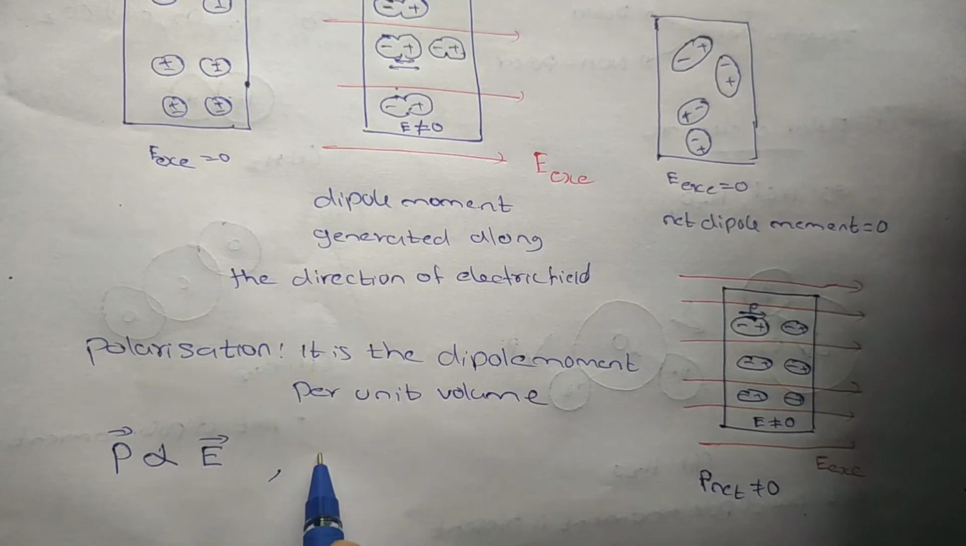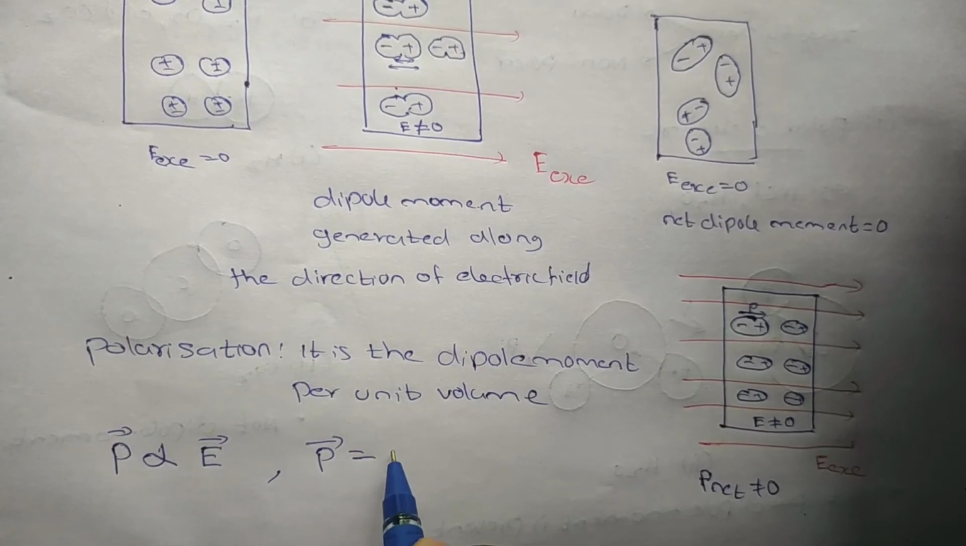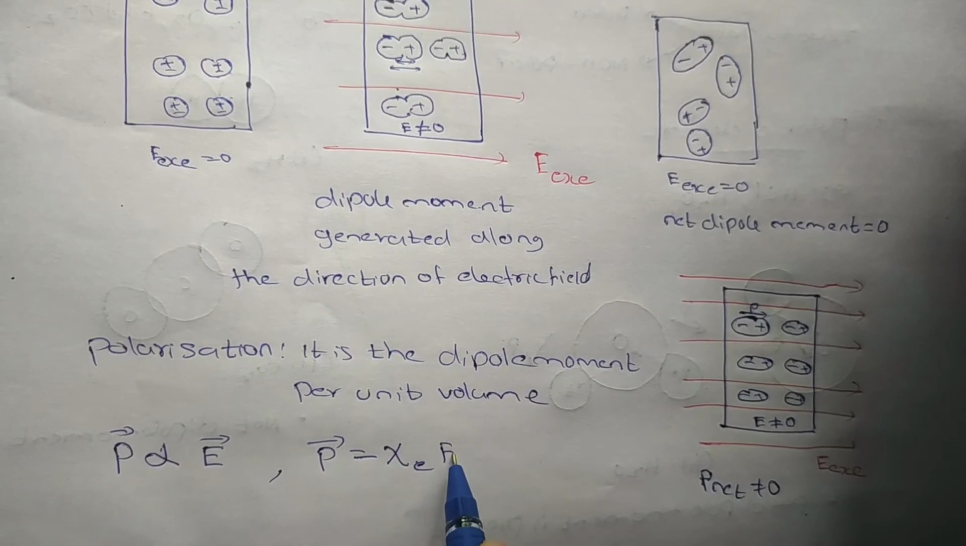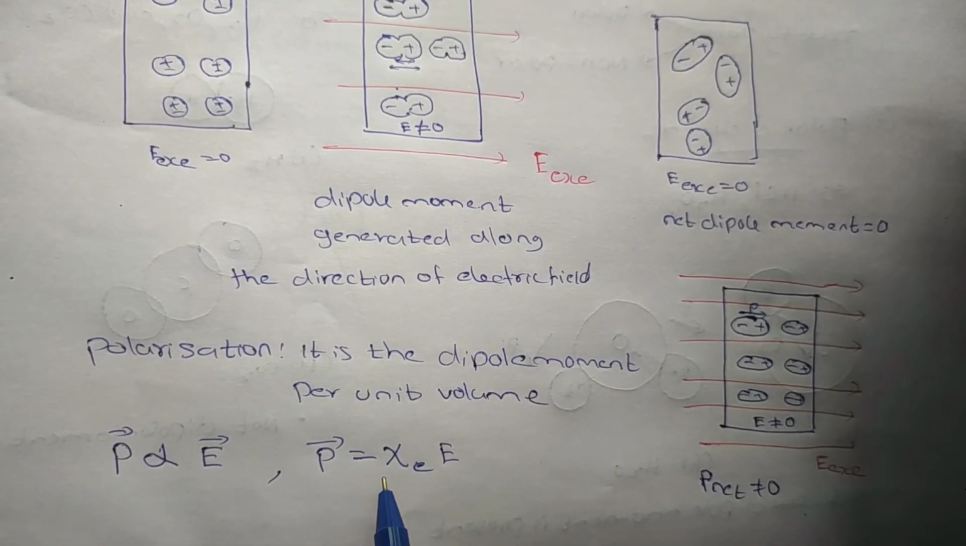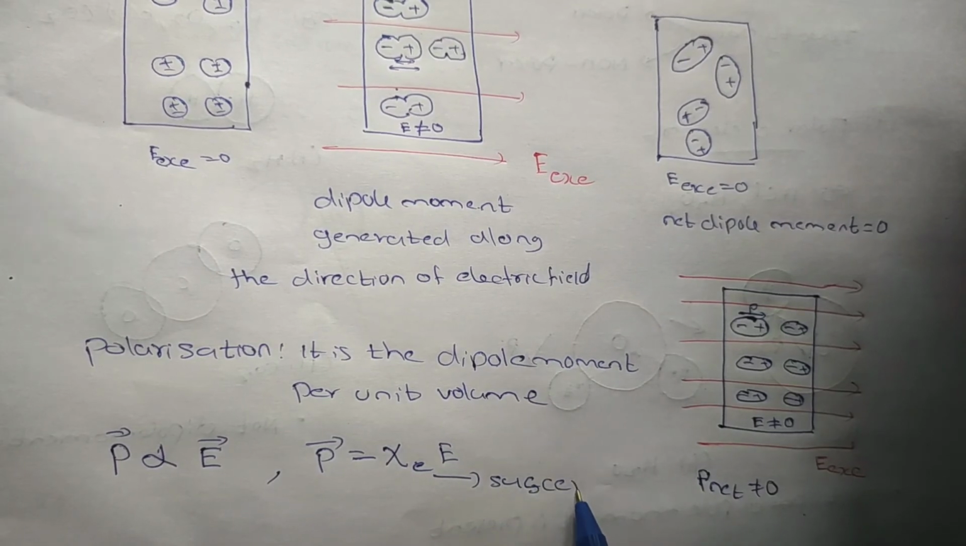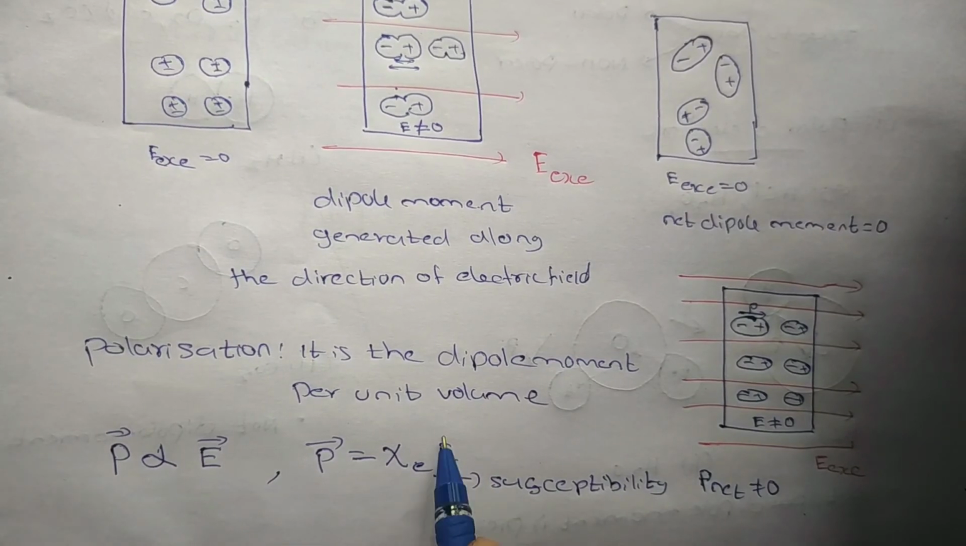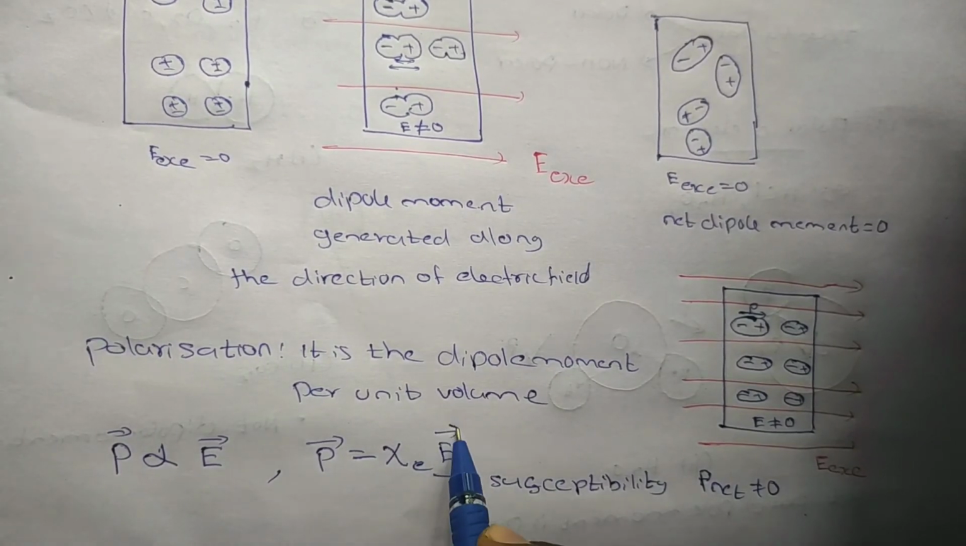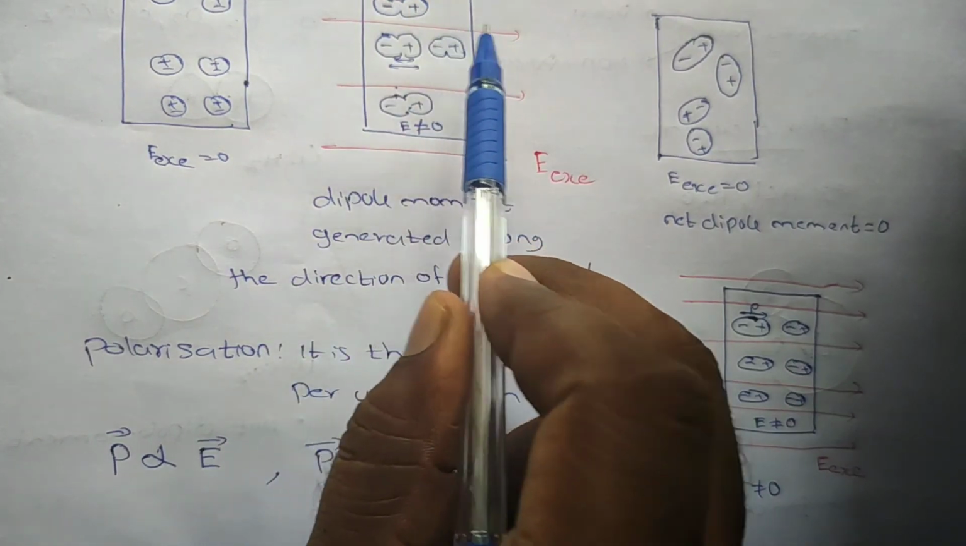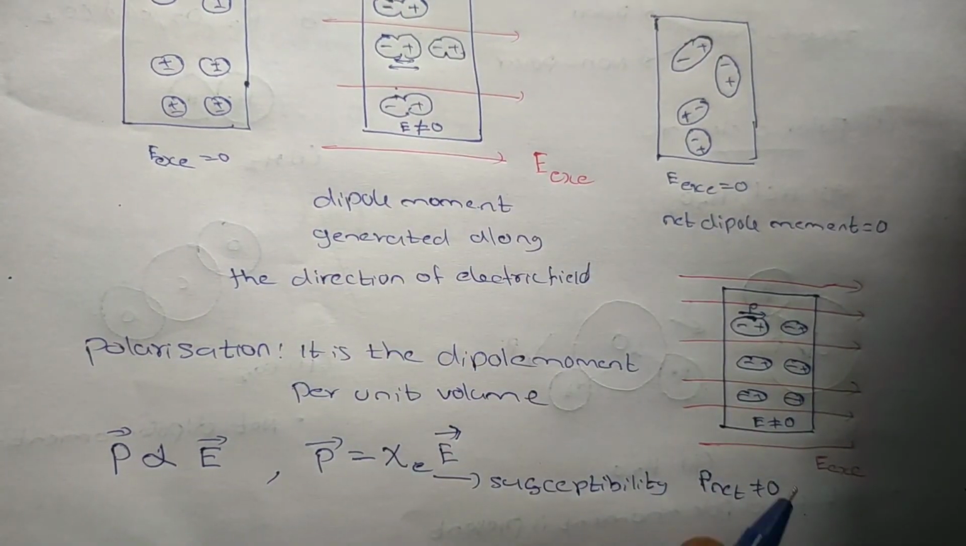Okay, and we have to make it an equality by inserting a constant. That constant we will call the electric susceptibility. This term is the electric susceptibility. Okay, this is the constant. The polarization is a vector quantity. Its direction is similar to the external electric field. Clear? So you can see that the dipole moment direction is along the same direction as the external electric field.